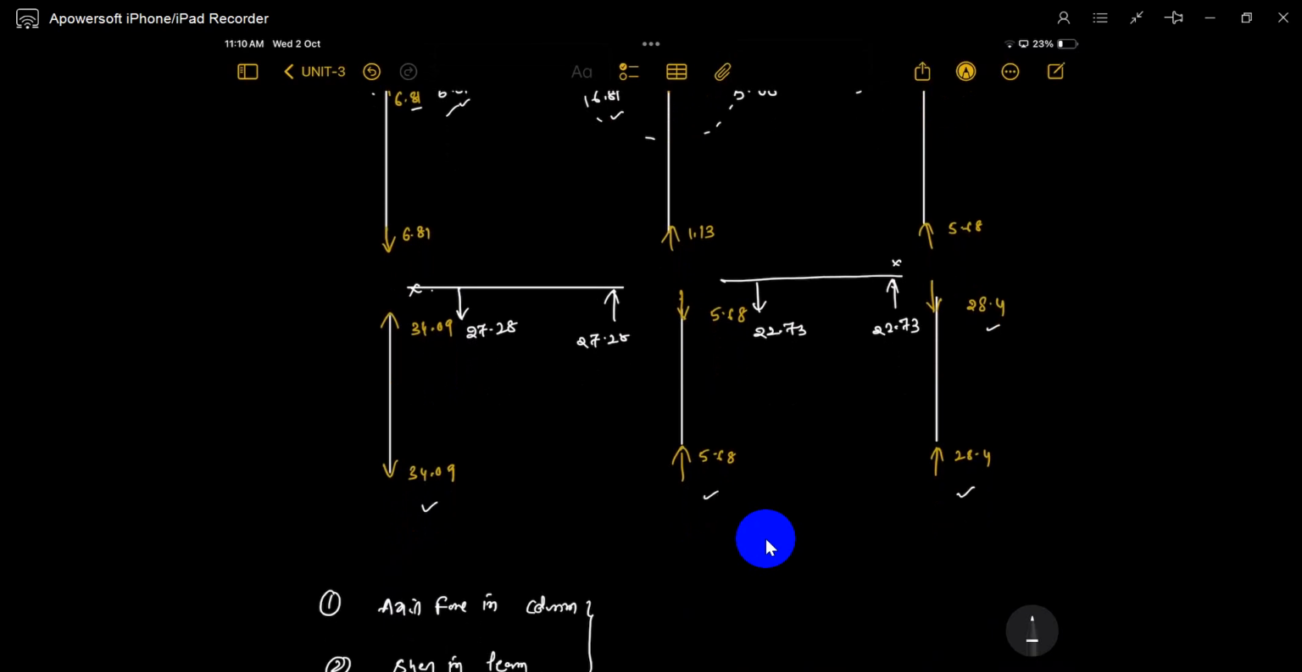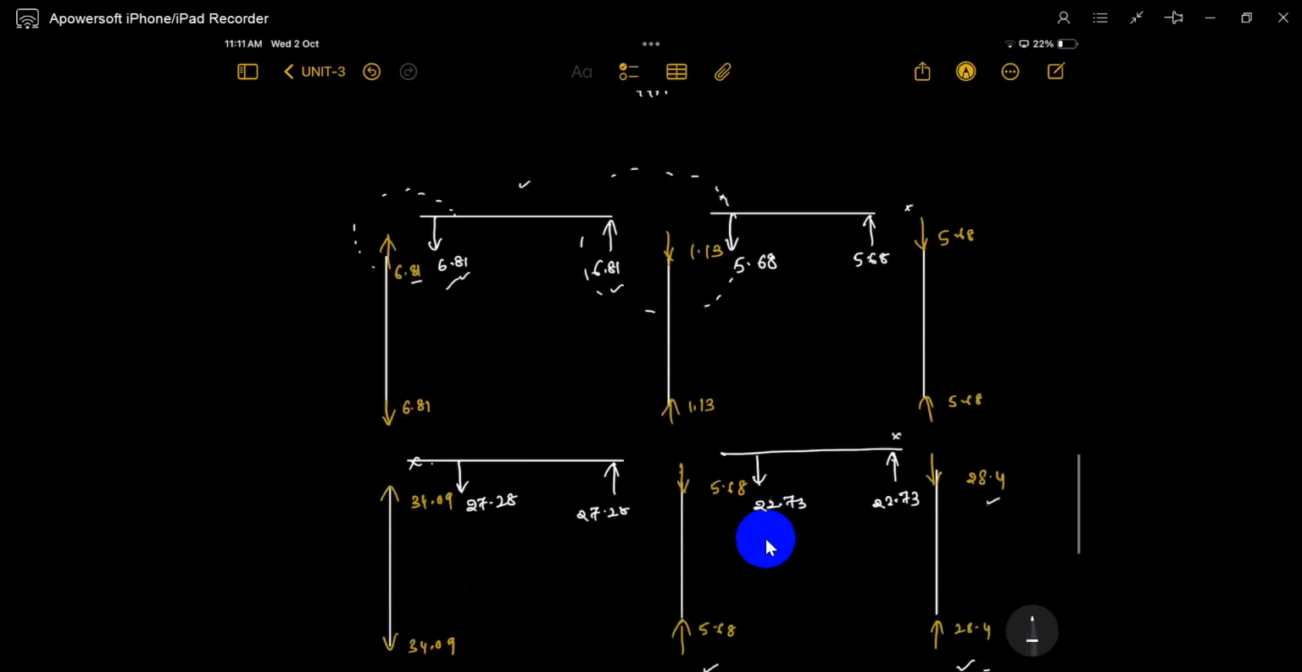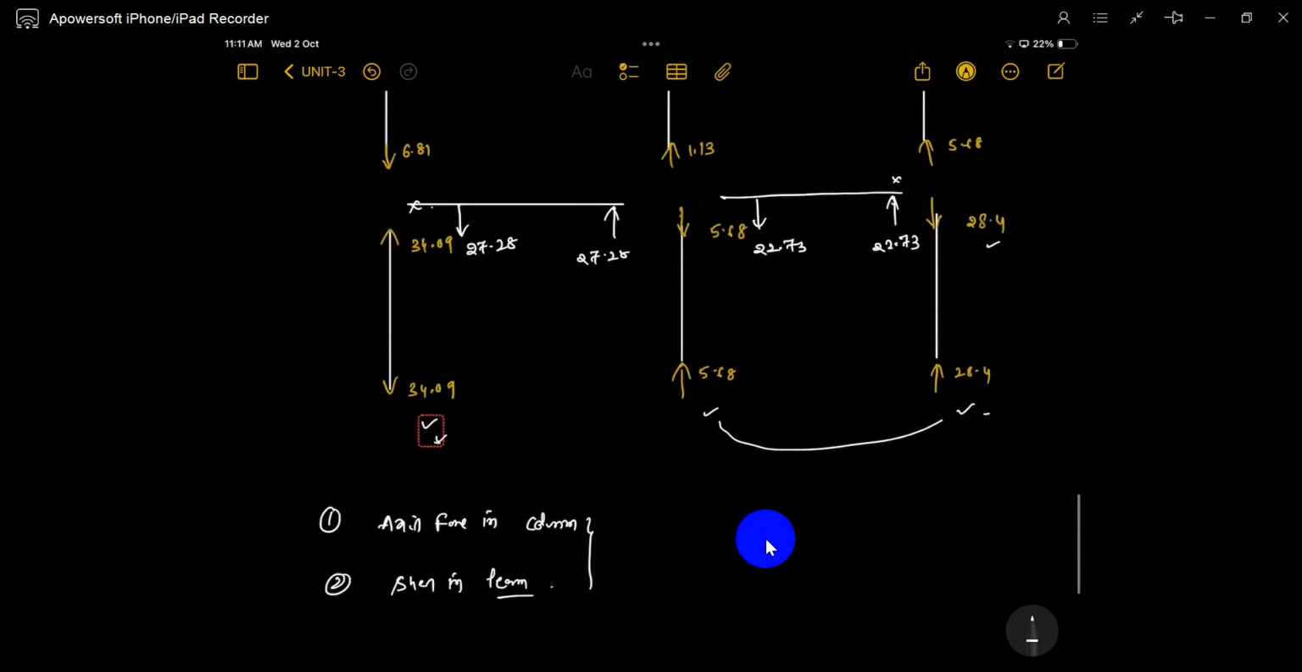These are the axial forces in the columns. If you check the sum of these, you will get 34.09. What does this value mean? The total forces in the vertical direction equal 0, because there is no other vertical force in the frame. So these values must sum to 0: 28.4, 5.68, 34.09. You may check before entering the free body analysis, then only proceed. Okay, so now shear in beam is over.